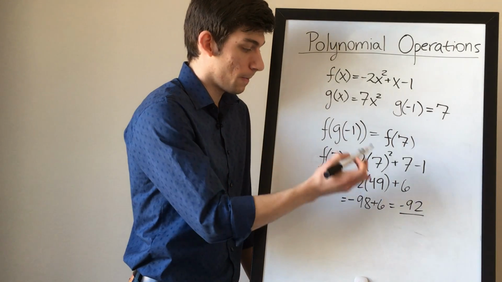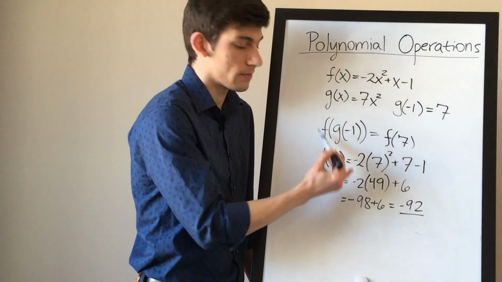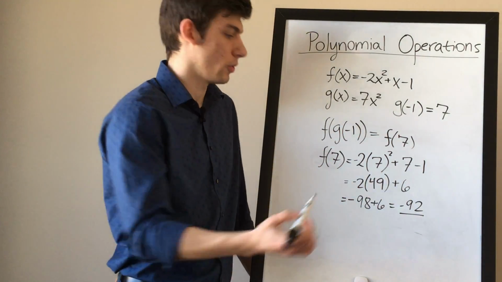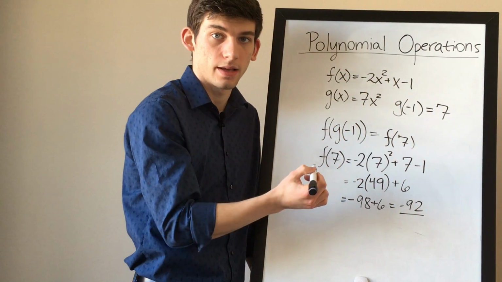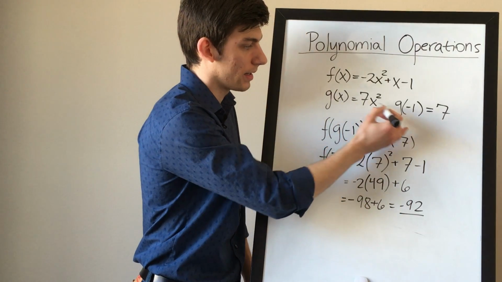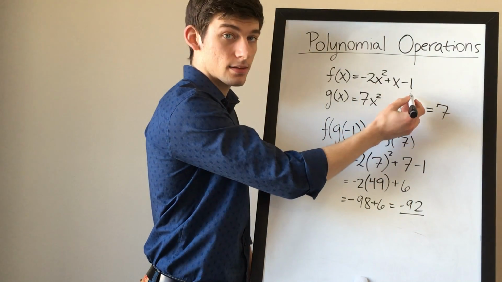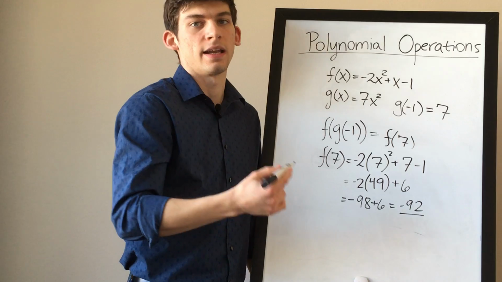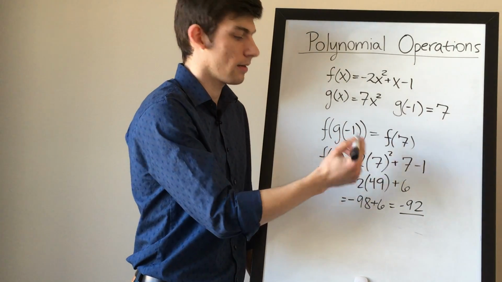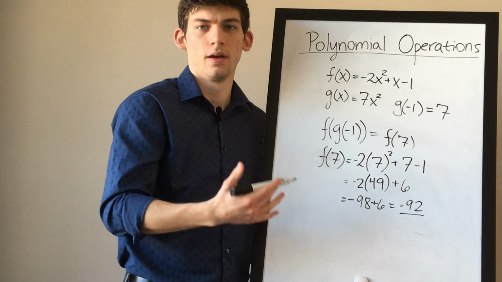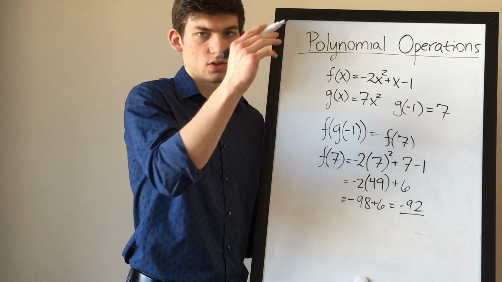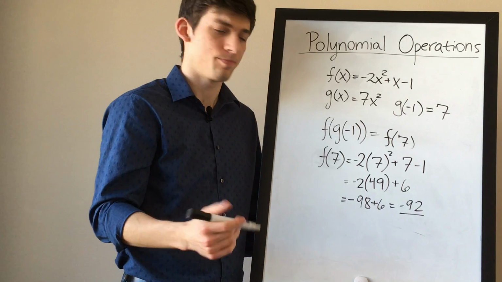What's interesting is that you could figure out what this function is and then plug in -1 at the end. I wouldn't recommend it because I think it's more tedious. You could do f of g of x, figure out what that function would be, plugging in 7x squared everywhere you see an x, and then at the very end plug in -1, and it would also work out. I just think the earlier you can plug in numbers, the easier, because it's always easier to deal with numbers instead of x squareds and x cubed and whatnot.